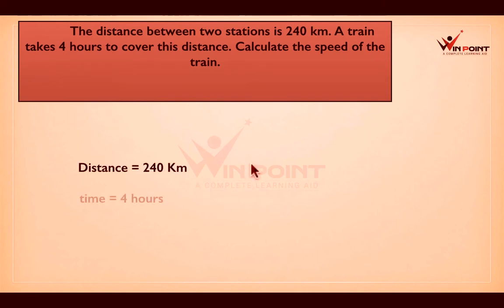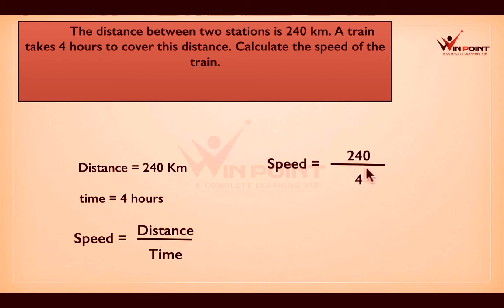Distance is 240 km, time is 4 hours, and speed is equal to distance upon time. Speed is equal to distance upon time, then speed will be equal to 240 upon 4, equal to 60 km per hour. 240 by 4 is equal to 60.